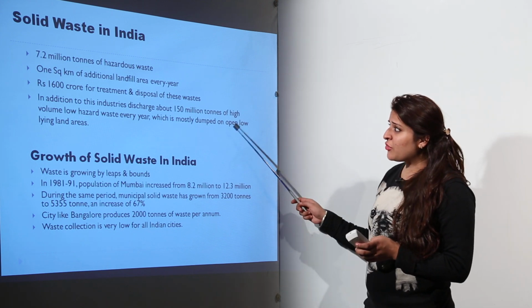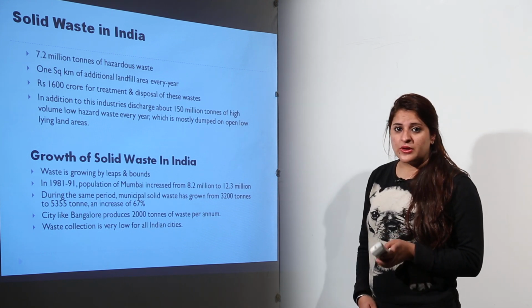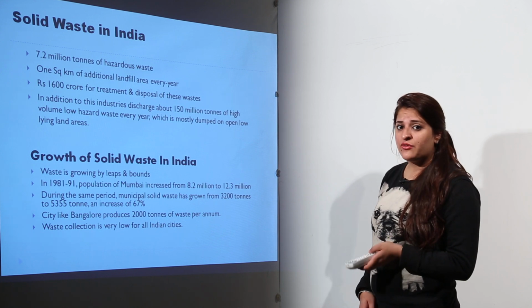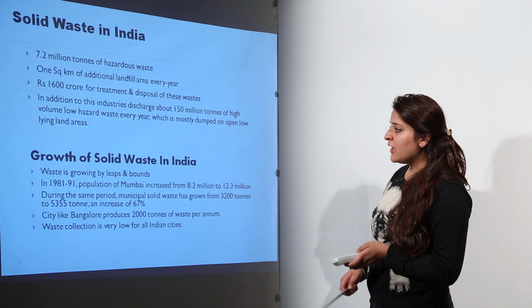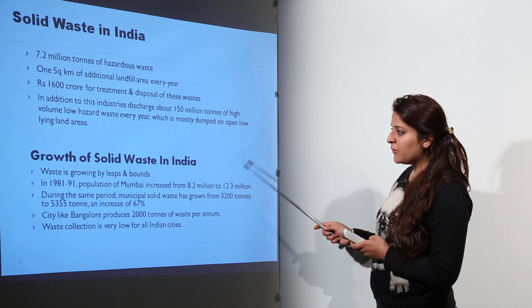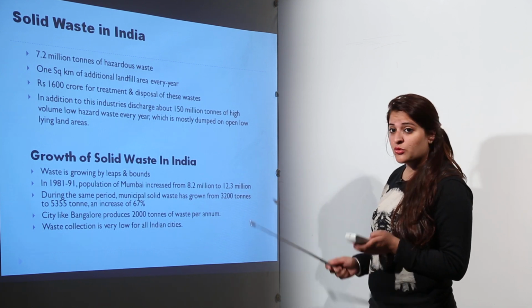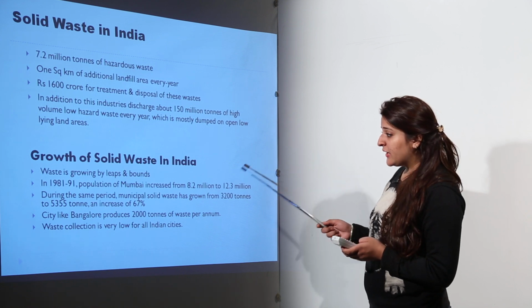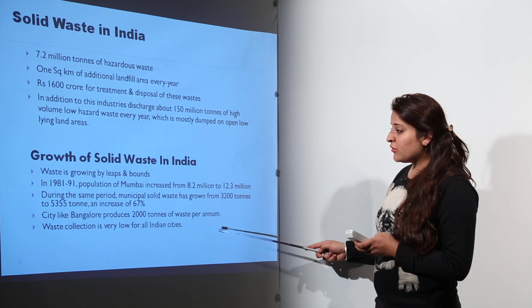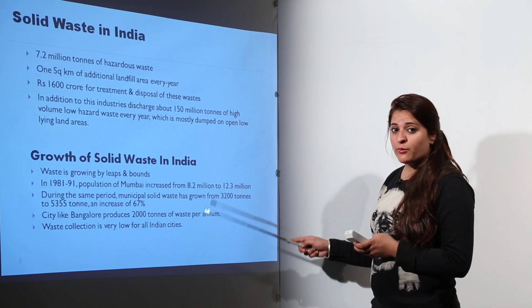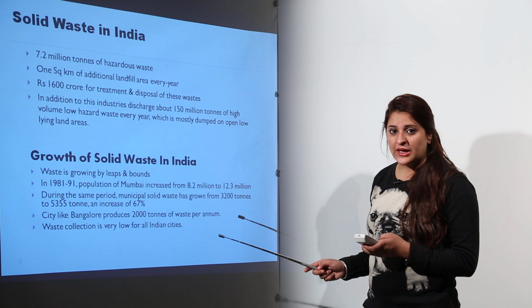So this shows that a lot of hazardous waste is present in India, and we have certain methods to get rid of this waste, and how this waste is growing by leaps and bounds. Even a city like Bangalore produces 2000 tons of waste per year. So this is how we can get an idea of how much waste is produced annually.